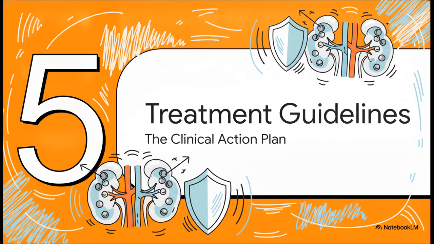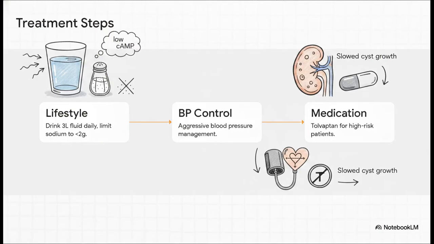And finally, Section 5, Disease Treatment Guidelines. Let's build our clinical action plan. Treatment builds up from foundational lifestyle tweaks all the way to advanced pharmacotherapy. We start by advising patients to drink a massive amount of water. We're talking about 3 liters daily. Why? Because high water intake naturally suppresses vasopressin, which in turn lowers that dangerous CMP we talked about earlier. We combine this with strict sodium restriction and really aggressive blood pressure control.